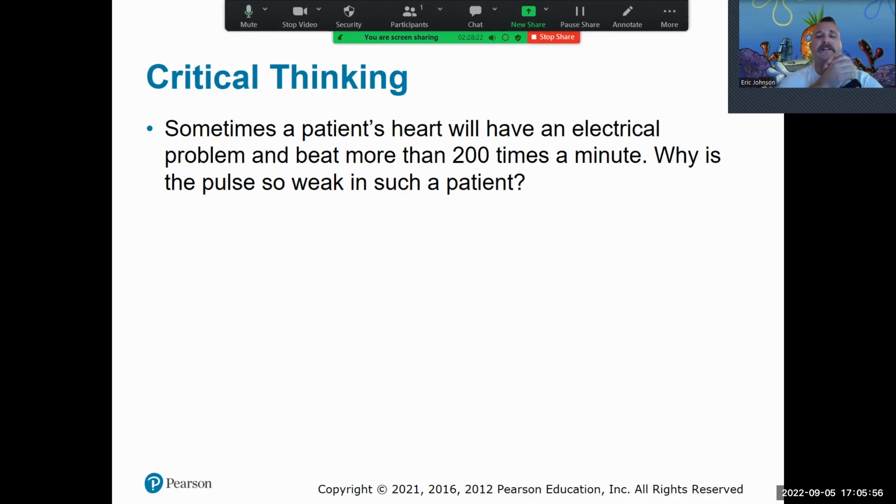Sometimes a patient's heart will have an electrical problem and beat more than 200 times per minute. Why is the pulse so weak in such a patient? I can tell you right now, the pump isn't filling all the way. It simply isn't. The pump is not able to fill at that high rate of beats per minute, or BPM. The pump will not be effective. Pumps do have an effective range. 60 to 100 is healthy. It can beat slower, it can beat faster, but when we get up into 150, 160, 170, 200, that's super fast. The pump simply can't refill and empty fast enough to be effective. So that is why the pulse would be so weak.